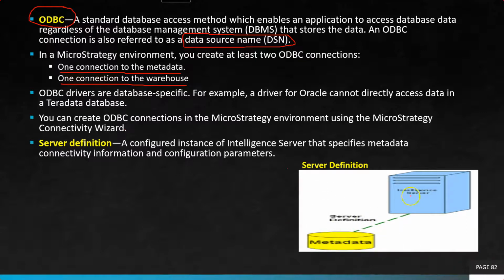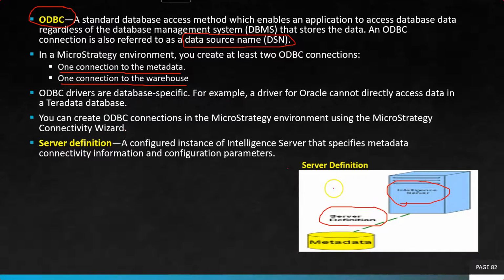So here is our Intelligence Server, and it's going to communicate with your metadata. All the information of your Intelligence Server resides under this server definition. This is the metadata connectivity information, and the server definition is stored in the registry of your Windows environment as well. You can see it in regedit.msc. If you go there, you can find this server definition information, your Intelligence Server information, there as well.